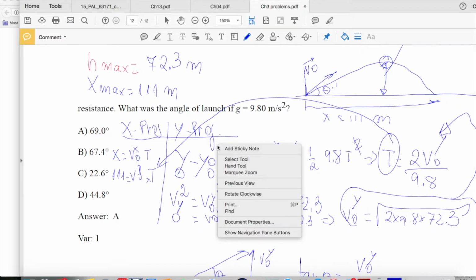Try to identify if your problem has acceleration, or is a projectile motion, or is a free fall. Those are the situations we saw: free fall, projectile motion, or motion that has one specific acceleration or rotation. So those are the situations you have to think about.